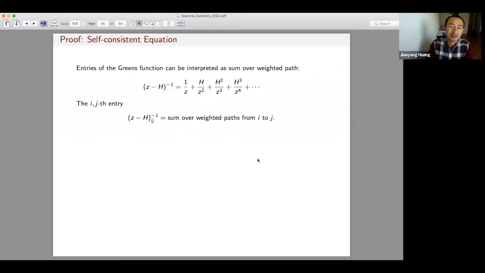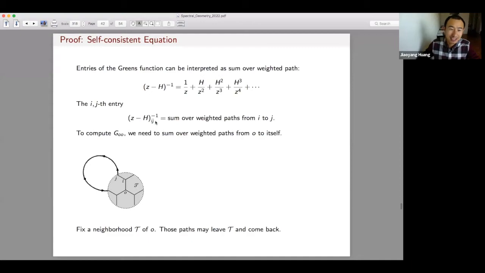And if you look at the Green's function, just by some Taylor expansion, formally you can write it as 1 over z plus h over z squared plus h squared over z cubed and keep going. If you look at the ij-th entry of this formal expansion, this h_ij is just a path from vertex i to j of length 1, h squared gives a path from vertex i to j of length 2. So you can think of the Green's function, the ij-th entry, as just some weighted sum of the paths from vertex i to vertex j. And if you think of it in this way, if we want to compute the Green's function at some vertex o, G_oo, then we need to count the sum over all the weighted paths from vertex o to itself.